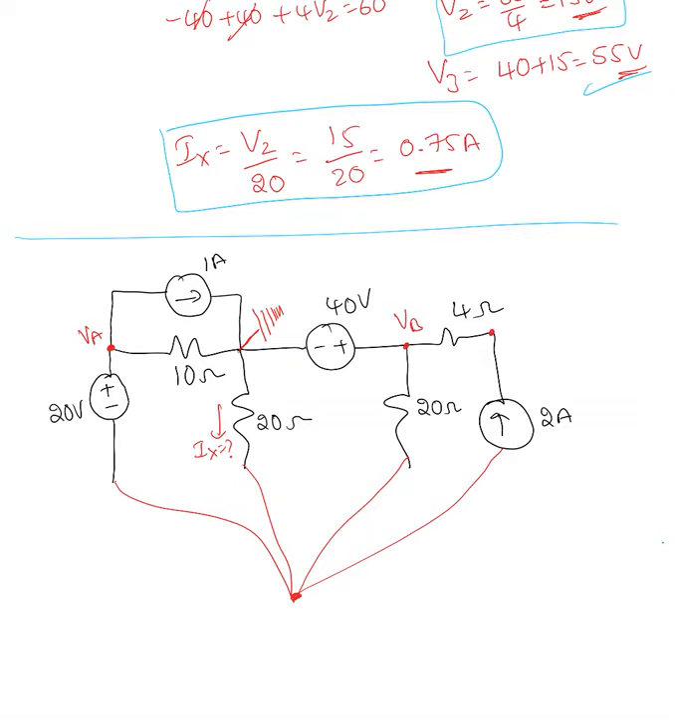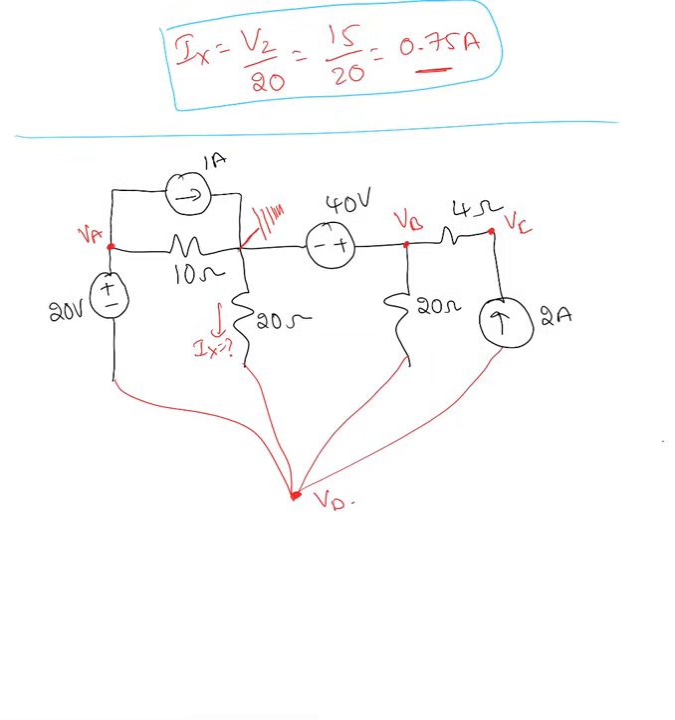So I don't think there is an issue finding VD. So let me take this as VC. That's VC. Here is VD. Okay, we don't need to find VC because of the current source. Now, do I need to apply KCL at VB? I don't need to apply KCL at VB because I have a voltage source between VB and ground. So for sure VB equal to 40 volts.